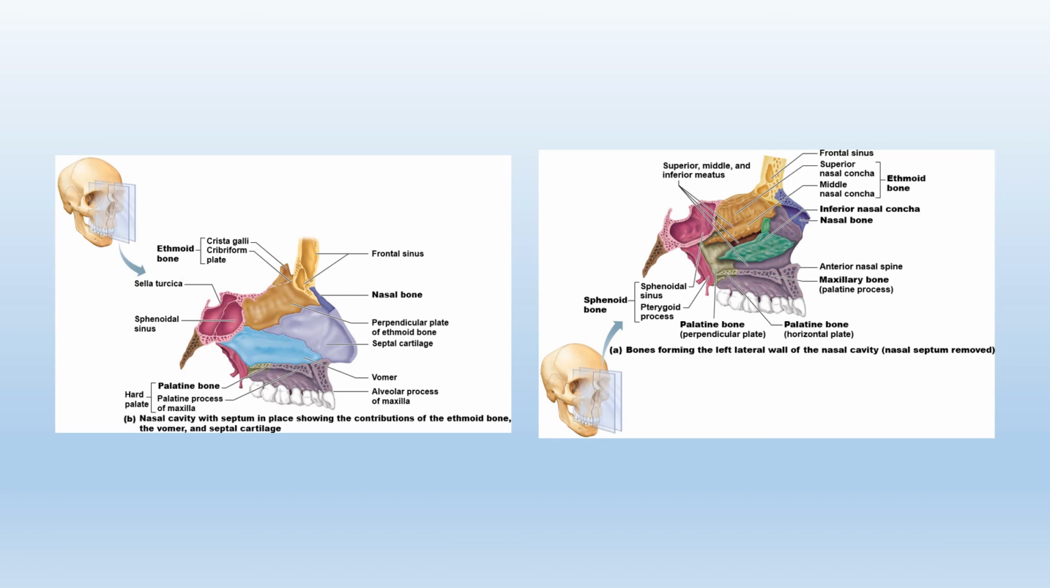And then on the image on the right, in orange, we see the superior and middle nasal concha, which belong to the ethmoid bone. And then we have the inferior nasal concha in green, which is its own bone, but contributes to the lateral walls of the nasal cavity.